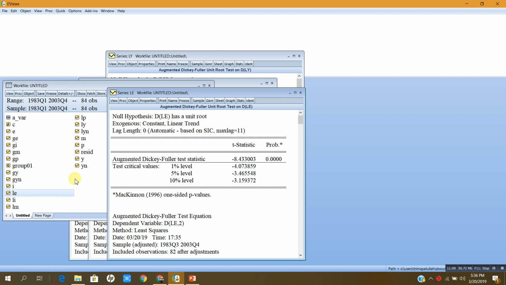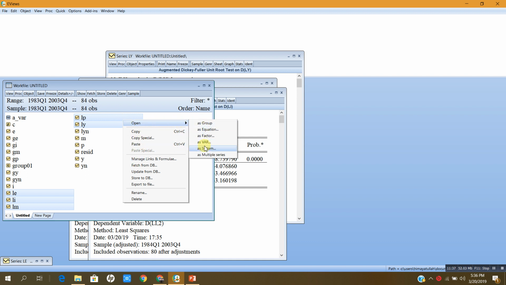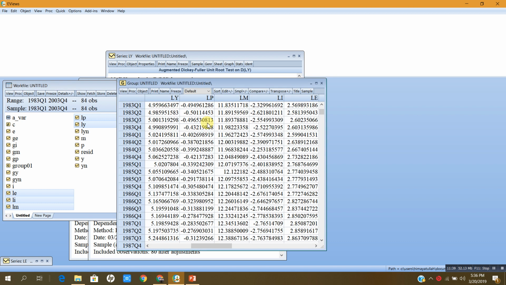So the next step is to select the lag length. So how to do that? Let me open all my series in a group. So all these 5 series in a group, and then I will estimate as a group. So these are my 5 series: log of real GDP, log of prices, log of money supply, log of imports, and log of exports.